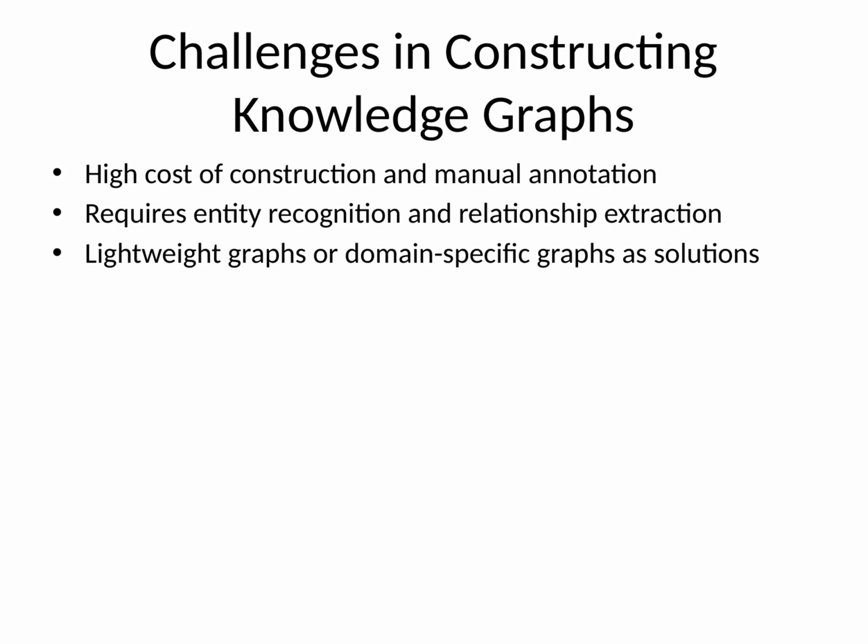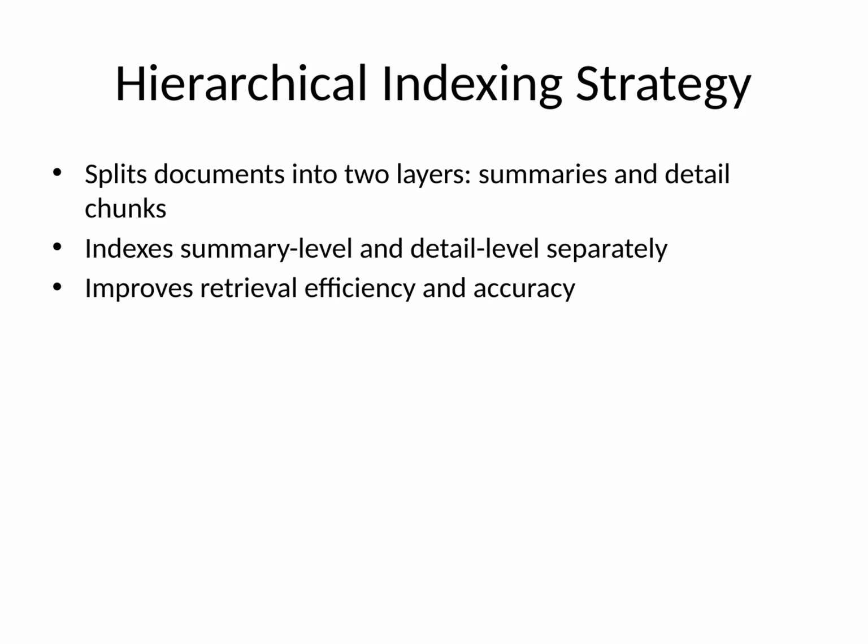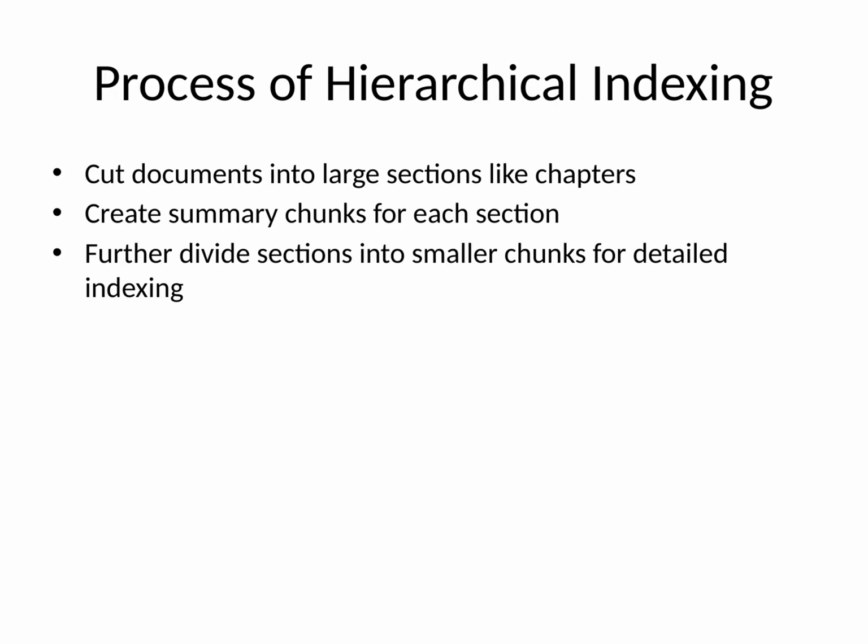Hierarchical indexing is an optimization strategy that involves splitting documents into two layers: summary-level summaries and detail-level document chunks. These are indexed separately to enhance retrieval efficiency and accuracy. The process begins by cutting the original document into large sections, such as chapters, and creating summary chunks for each. These sections are then further divided into smaller chunks for detailed indexing.